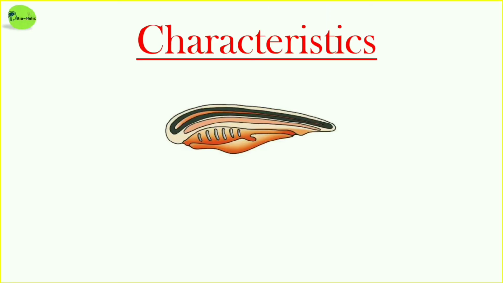Chordata is a kind of animal phylum with which everyone is most intimately familiar, since it includes vertebrates and humans, right? Now one thing we should keep in mind is that not all chordates are vertebrates. But all chordates have some common features at some point of their life. Now, what are the features? Let's have a look.